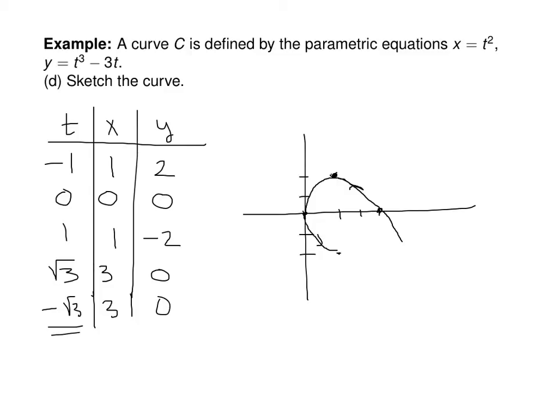We know that there's a horizontal tangent at the point 1, 2, and at 1, negative 2. Then we go back through that point, and we're concave up forever. So roughly speaking, there is a picture of the curve C.